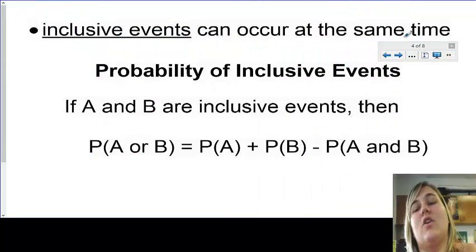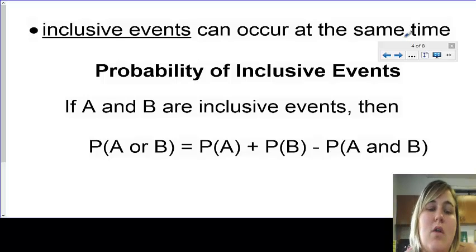Inclusive events can occur at the same time. So the probability of inclusive events, if A and B are inclusive, then to find the probability, we take the probability of A plus the probability of B minus the probability of both. And I'll show you what I mean by that. You need to make sure you have that in your notes.